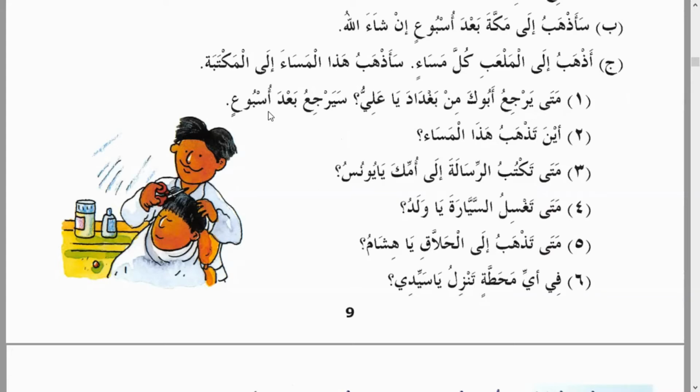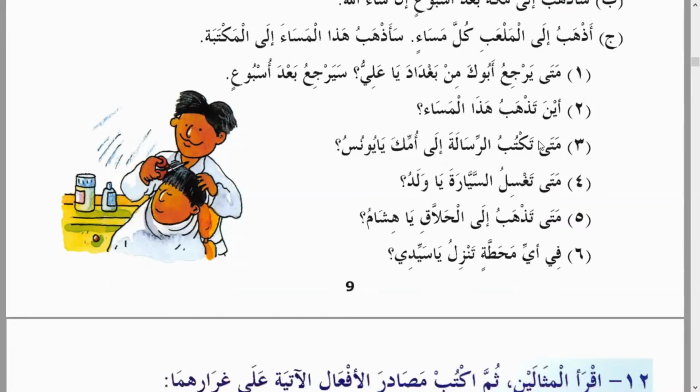Seen with fail mudari. أين تذهب هذا المساء؟ Where are you going this evening? So سأذهب إلى الملعب. I'm going to the playground هذا المساء, this evening. متى تكتب الرسالة إلى أمك يا يونس؟ Right? When will you write a letter to your mother, O Yunus? So we'll write سأكتب غدا إن شاء الله, right? I will write it tomorrow إن شاء الله or something.